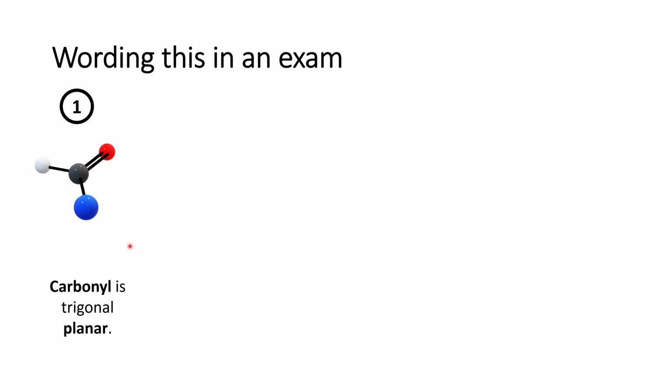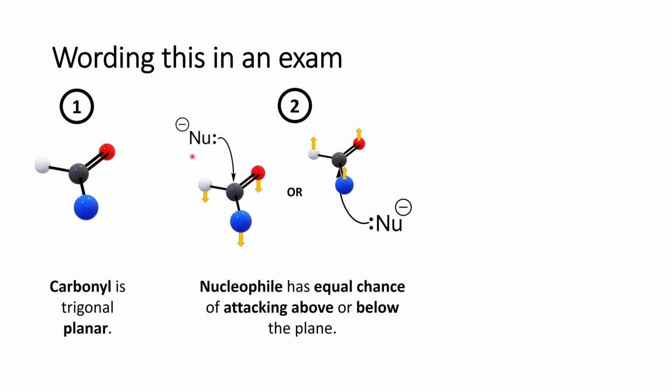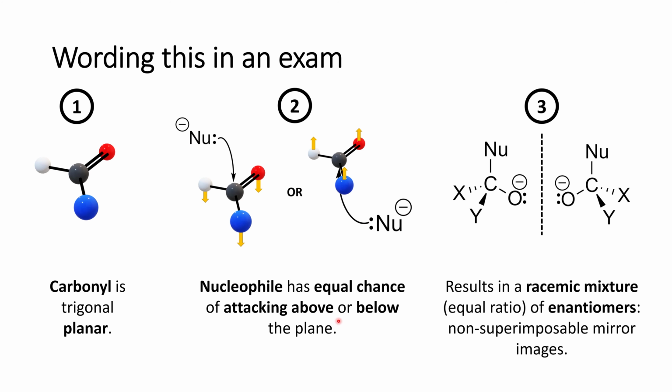Now let's perfect our wording of this phenomenon for an exam purpose. The first thing you need to state is that the carbonyl that is involved in the nucleophilic addition reaction is trigonal planar in terms of its shape. The second thing we need to state is that the nucleophile has an equal chance of attacking from below or above the plane. The third statement we need to make is that this results in a racemic mixture, which is an equal ratio of the enantiomers. And the enantiomers are non-superimposable mirror images of each other.